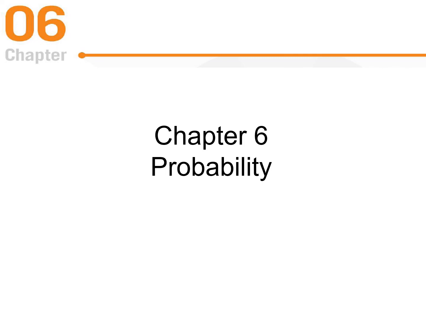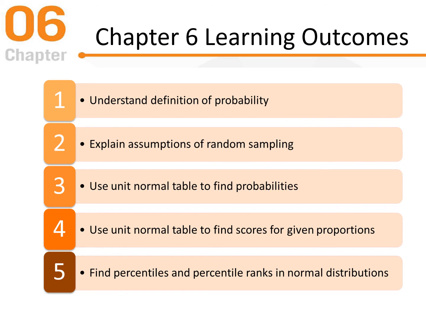And in this week's chapter, we will be covering some basic probability theories and their interactions with z-scores. So our chapter 6 learning objectives include understanding the definition of probability, explaining the assumptions of random sampling, and how that differentiates itself from other forms of sampling that we may encounter in psychology. Using the unit normal table to find probabilities.